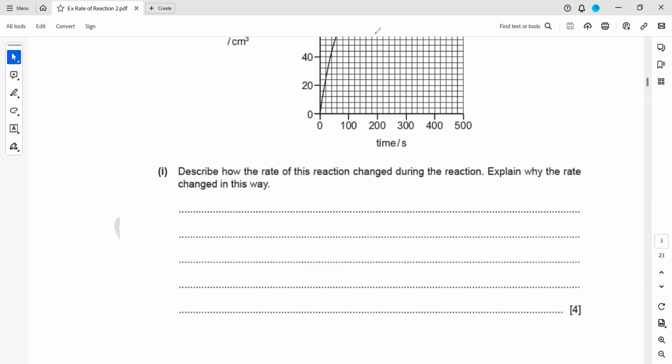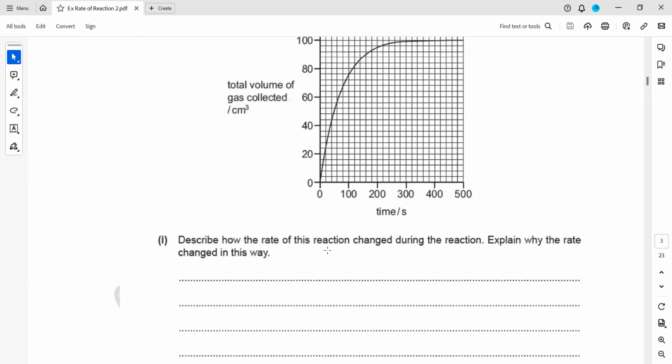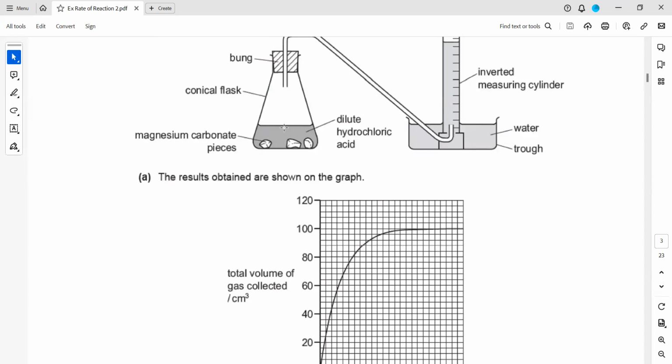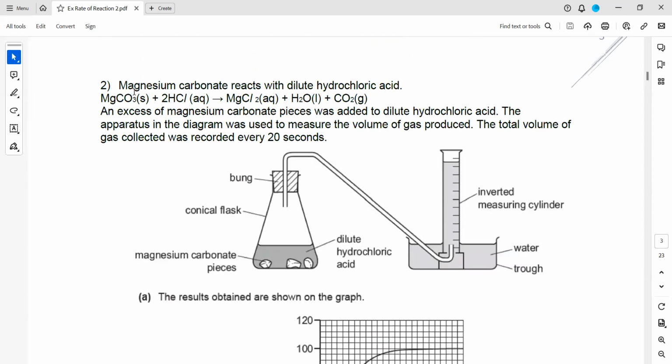First, rate of any reaction is represented by a slope. The rate of this reaction decreases with time. You get 1 mark when you mention that the reaction slows down or the rate of reaction decreases. Then the second thing, in terms of particles, is that the number of reactant particles decreases. Here the reactants are magnesium carbonate and hydrochloric acid, so the number of reactant particles decreases for both.